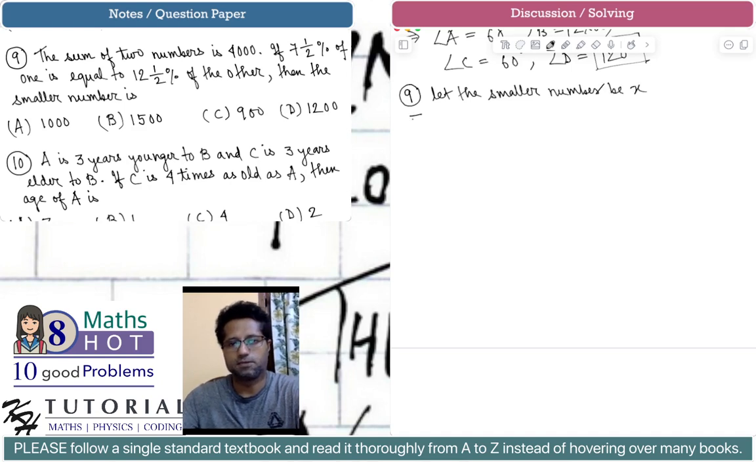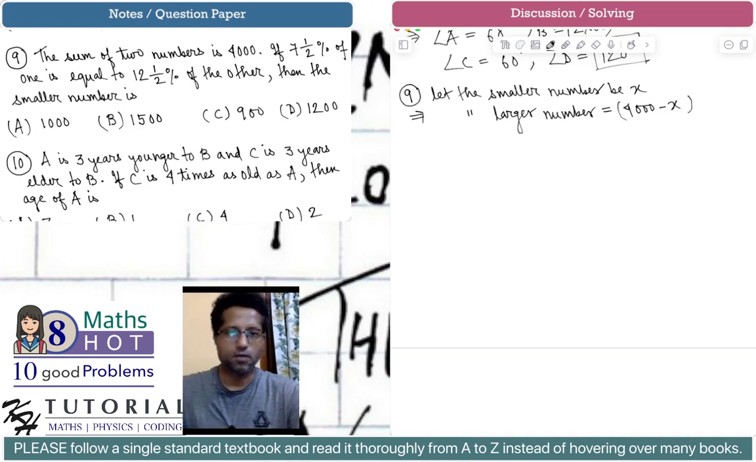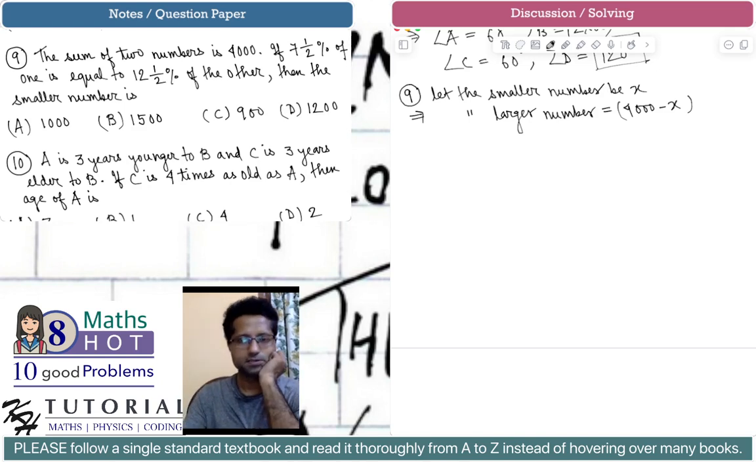So this implies, since it is given the sum of two numbers is 4000, we can say that the larger number will be equal to 4000 minus x. Now we have to apply the information that 7.5% of one is equal to 12.5% of the other.